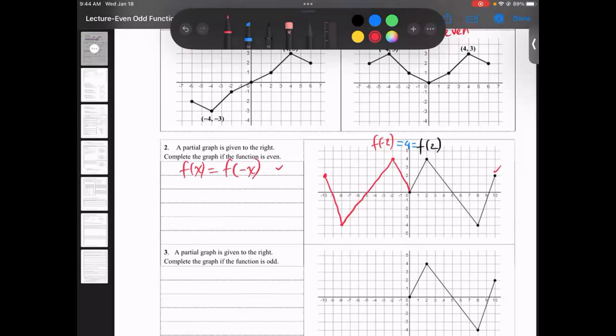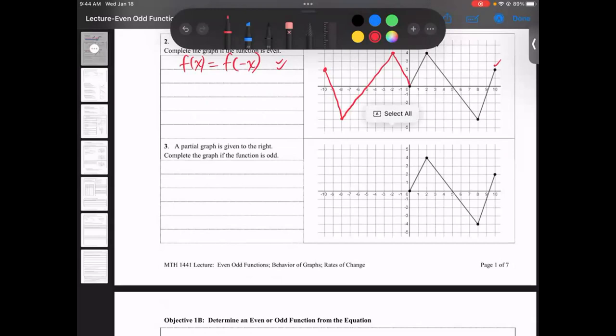Check for all points. What about graph number 3? Well, if you're good at visualizing, you can just plot the points yourself without knowing any math. But let's do some math. Let's take a look at 2 first. So right here, f of 2. I want to know what happens at f of 2. I know the odd function is f of negative x equals negative f of x.